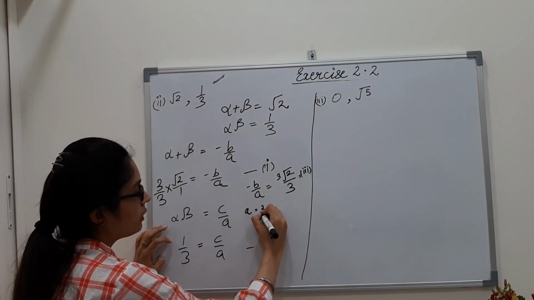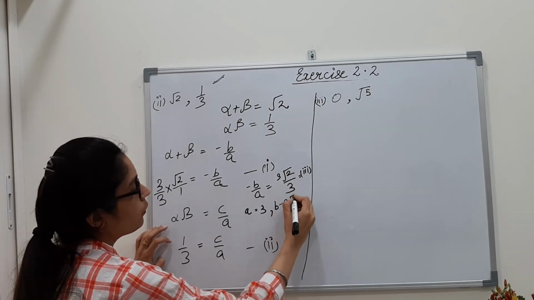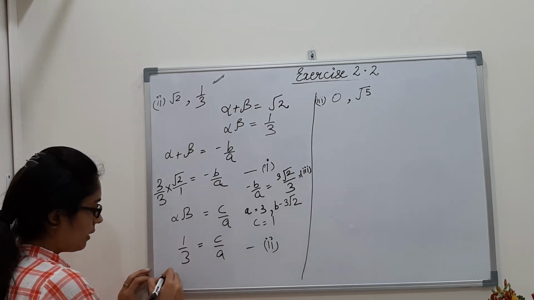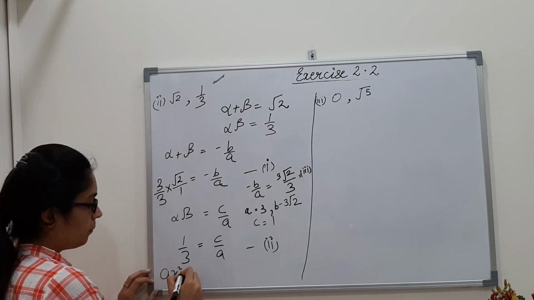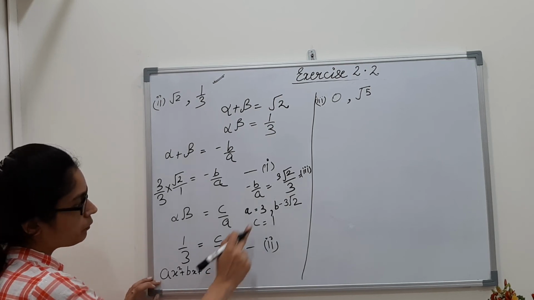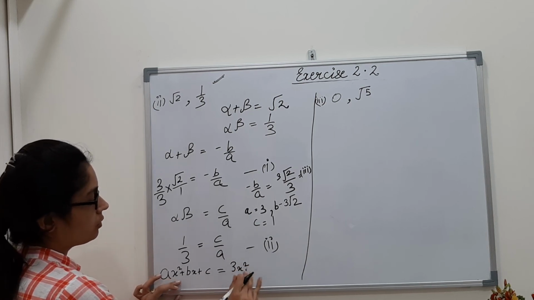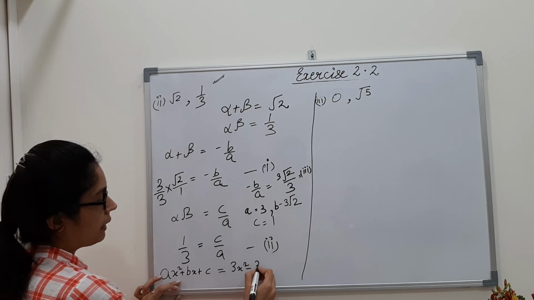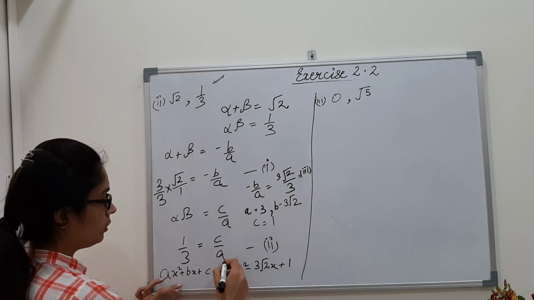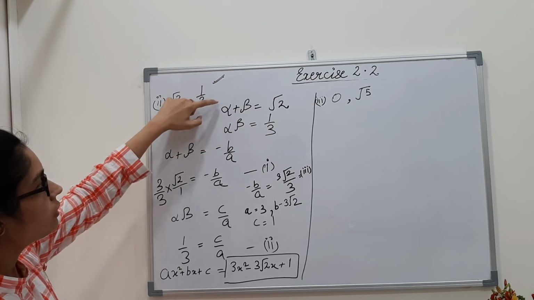Your a is equal to 3, b is equal to, since minus is there, I will write minus 3 root 2 and c is equal to 1. So I write the polynomial ax square plus bx plus c. I just put the values of a, b and c. A is 3, b is, since minus is there, so I will write minus 3 root 2 x and c is 1. So this is your polynomial whose product of zeros and sum of zeros they have given.